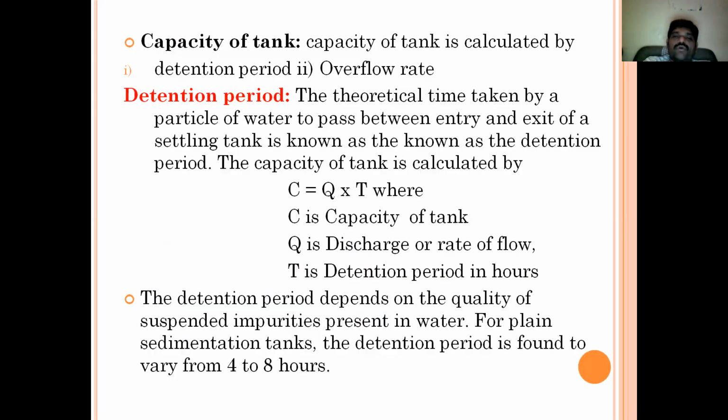Now next one is overflow rate. The capacity of the tank is calculated by the detention period. The formula for capacity of tank is Q into T, where Q is the discharge or rate of flow and T is the detention period in hours. We may encounter problems on this, and we'll discuss the problems in the days to come.